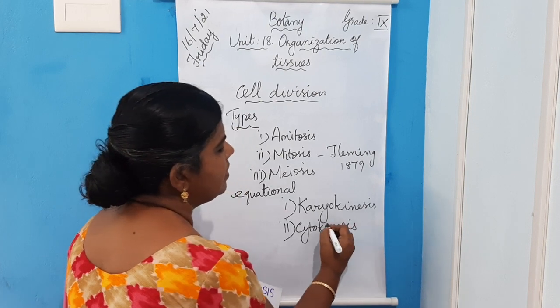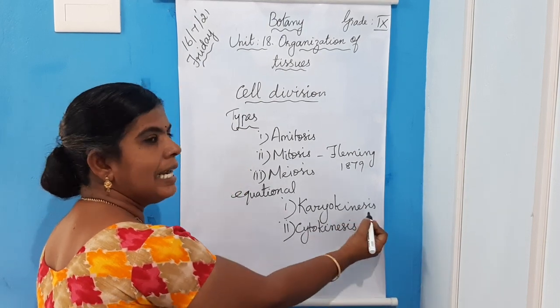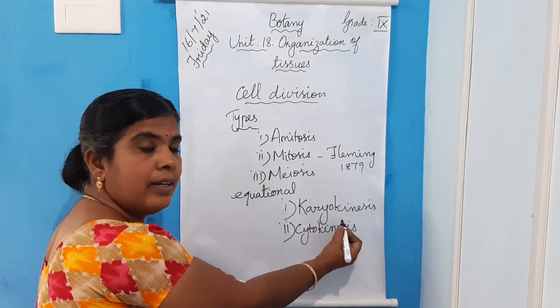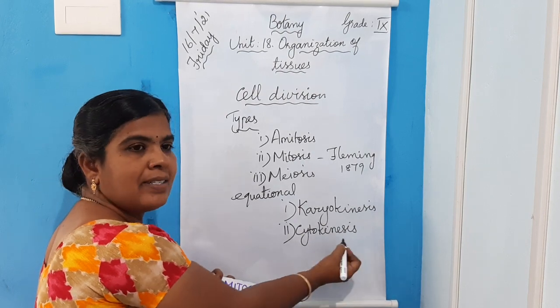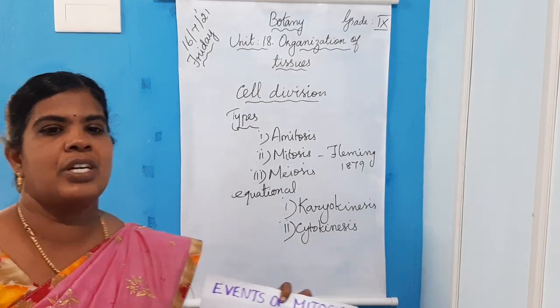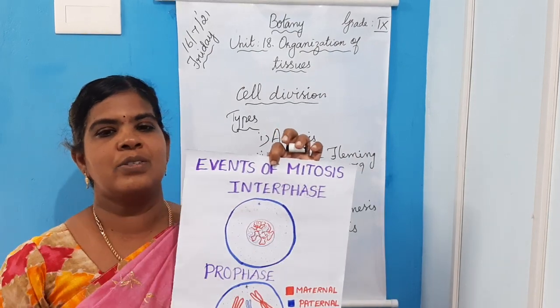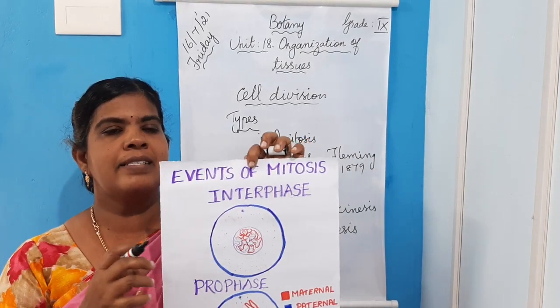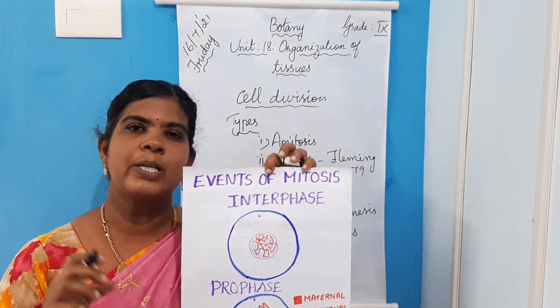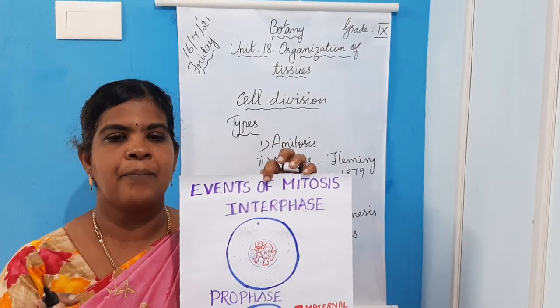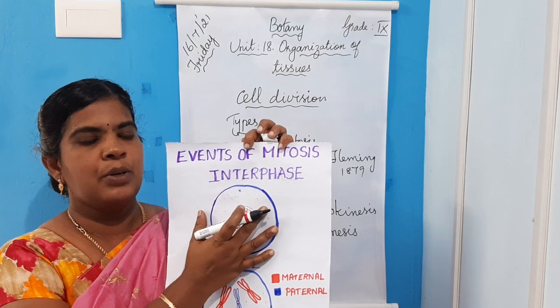Karyokinesis: karyo means nucleus, kinesis means division. Cytokinesis: cyto means cytoplasm, kinesis means division. So the first phase in the events of mitosis is the interphase. It is also called the resting phase, the resting phase of the nucleus.